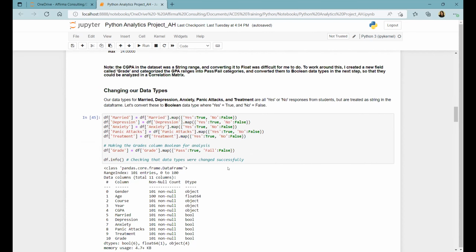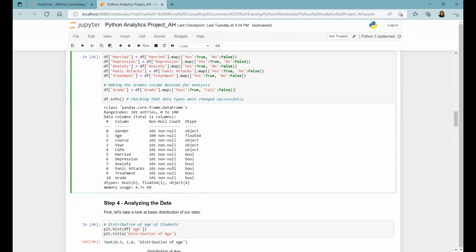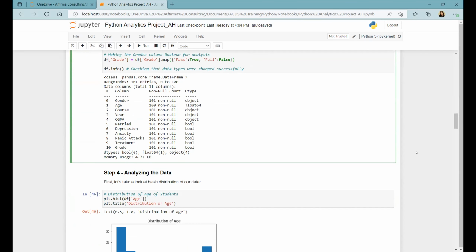So here's where I changed everything to Boolean. I mapped married where yes is true, no is false. Same with depression, anxiety, panic attacks, and treatment. And then this is where I also mapped pass/fail to true and false with the grade field. Here I'm just checking that all of those things went through properly. So I had to do all of that before I even did my analysis.